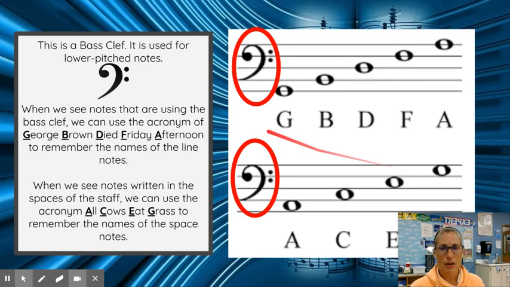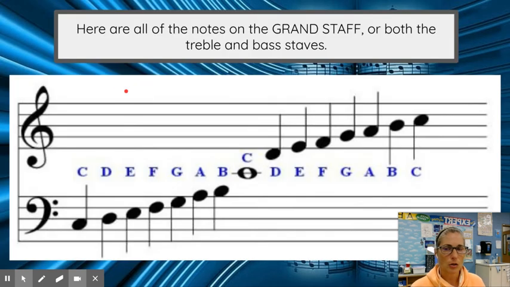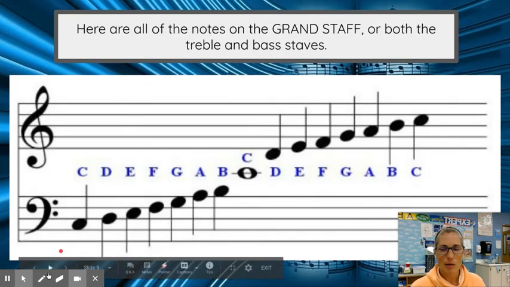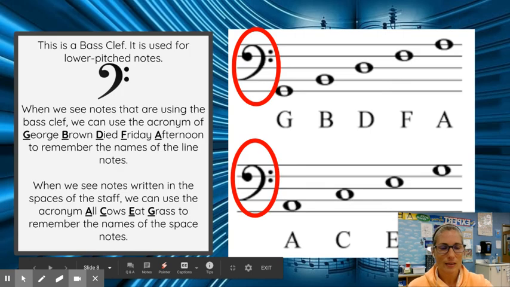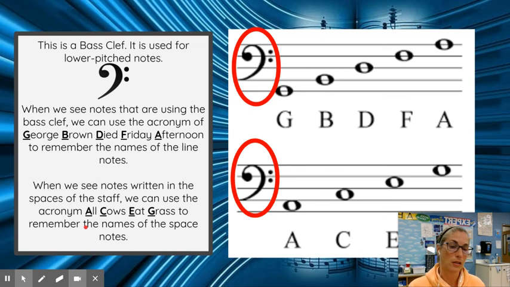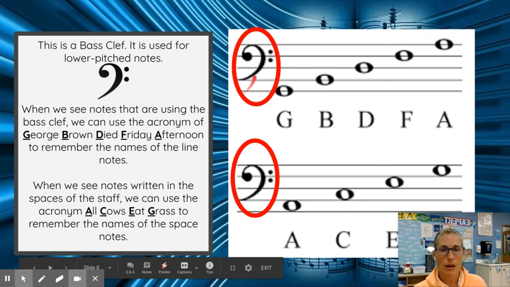The bass clef looks like this, and it's used for lower pitch notes. So instruments that play low notes like the tuba, like the trombone, like the tenor saxophone, well, maybe not the tenor saxophone, but the bari saxophone. But low-pitched instruments and low-pitched voices. So here is the bass clef. It's telling us these are low-pitched notes.